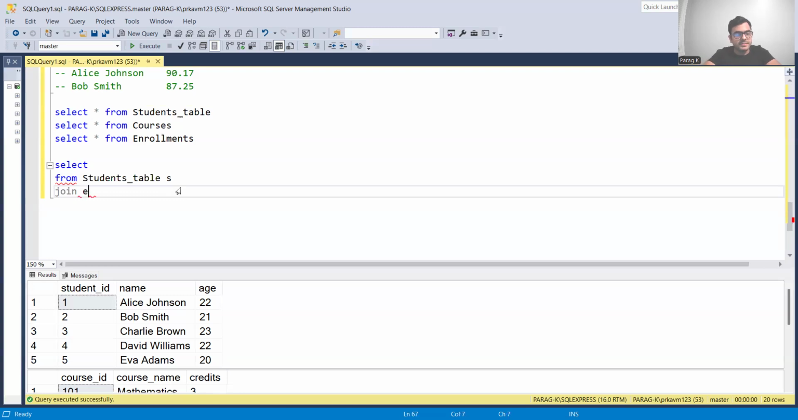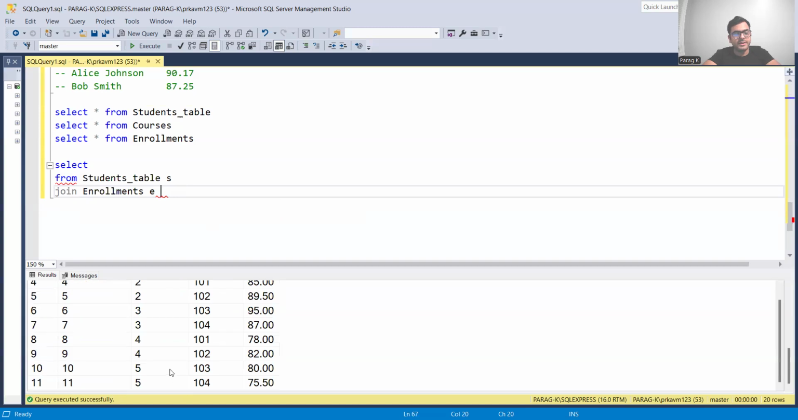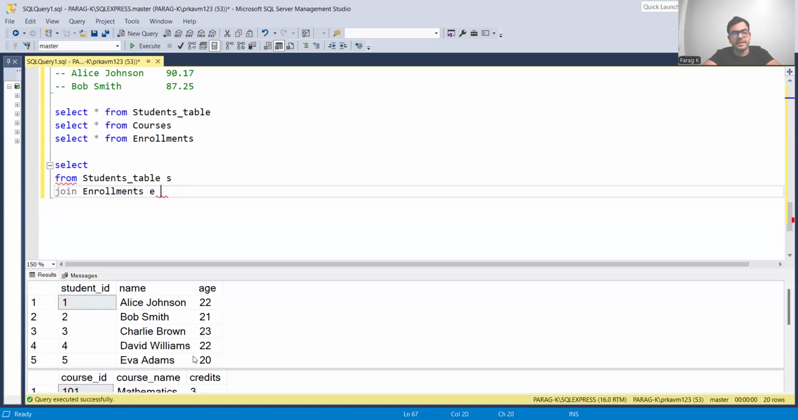I'm going to do enrollments, E. And as you can observe very clearly, what is common between the students table and the enrollments table is this column, student ID. So I'm going to do S dot student ID, and then E dot student ID. So this is something I've done.